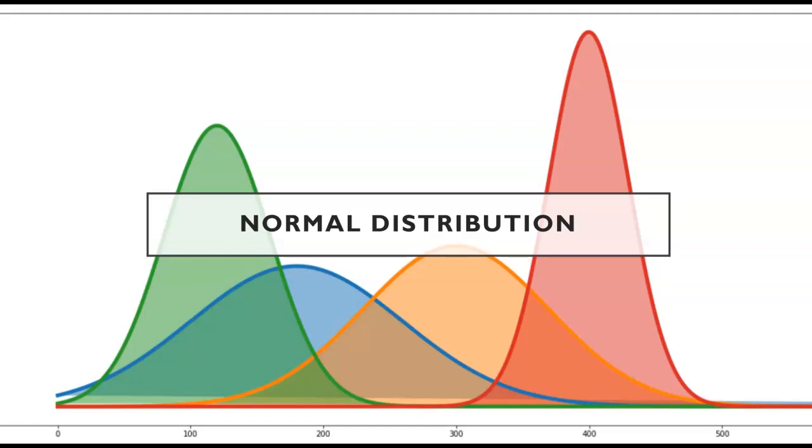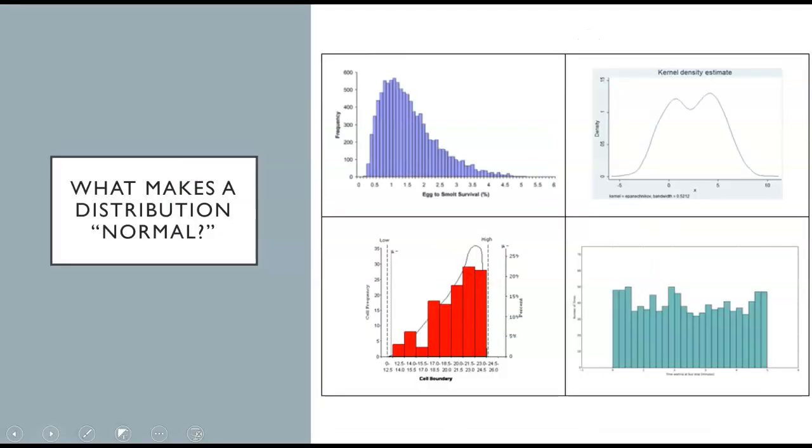This lesson is on normal distribution. What makes a distribution normal? The four examples we see in front of us are distributions that are not normal.